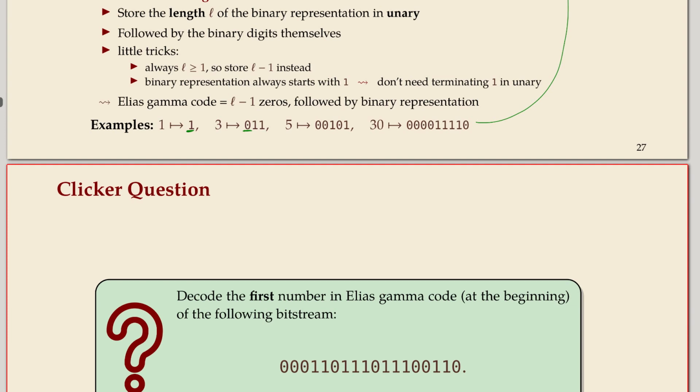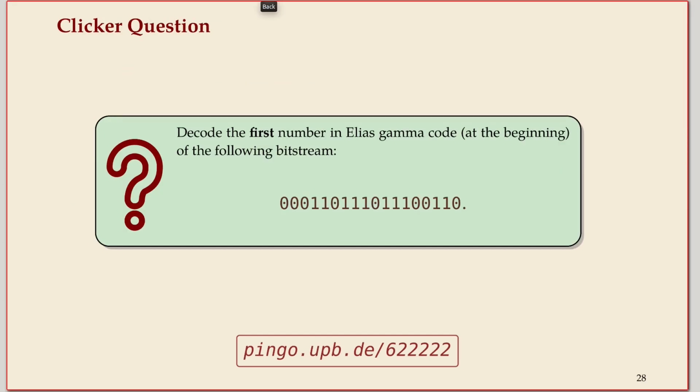But it's easy to come up with more examples for this. So why is it 13? The way to decode Elias gamma code is you start reading zeros. There's 3 zeros. That means the length of the binary representation is 4, 3 plus 1. That means what I have to read next is 4 bits. And that's a binary number. So 1101 base 2 happens to be 8 plus 4 plus 1, so that's 13.